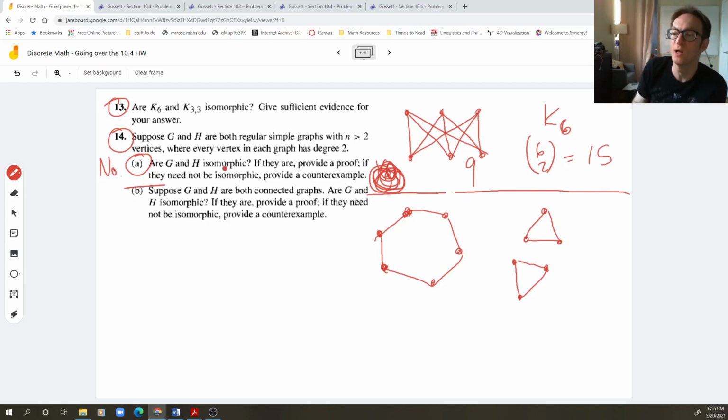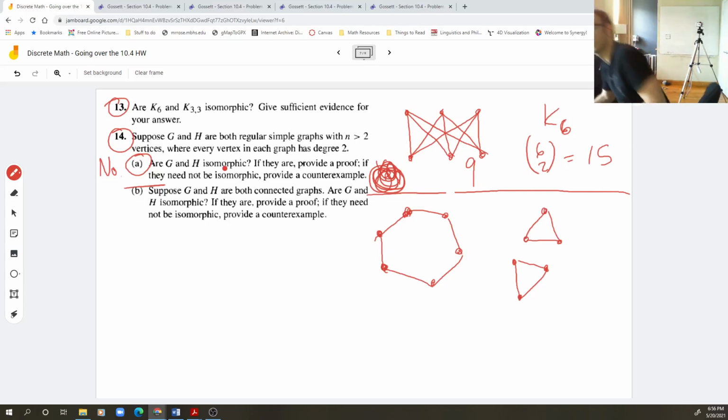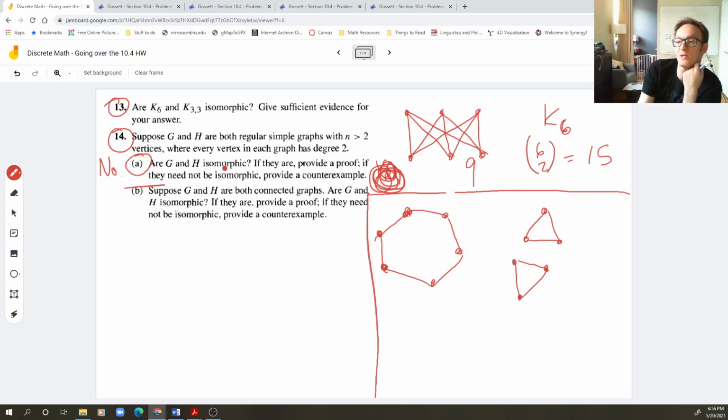Now part B kind of gave it away, because part B says, well, what if they have to be connected now? And I think now the answer is yes. So how can we do a proof? Let's just do an extremely sketchy proof.